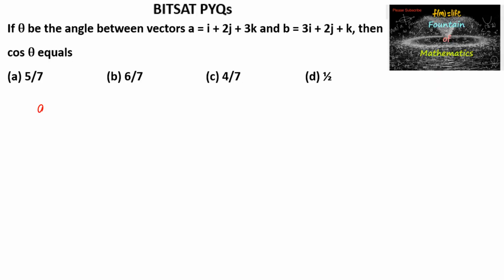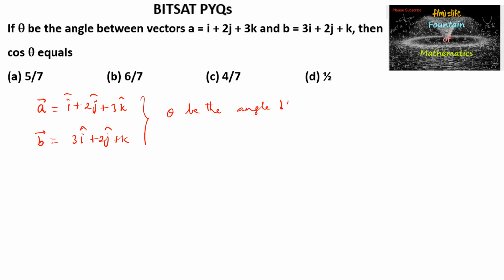Given two vectors, vector A is i plus 2j plus 3k and vector B is 3i plus 2j plus k, and here theta is the angle between them, then we have cos theta is equal to A dot B divided by mod A into mod B.